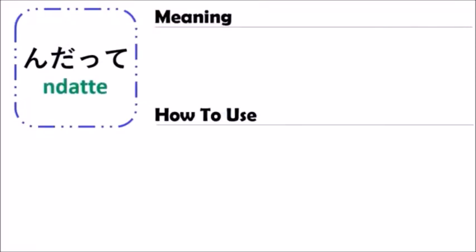Ndatte means "I heard that." If you work with Japanese people or you work in Japan, you will always hear Japanese people say ndatte, something like this.